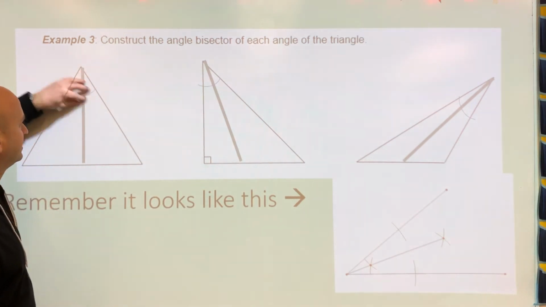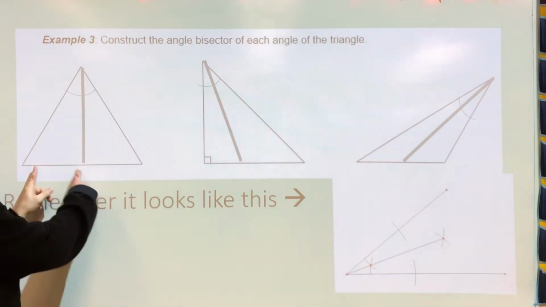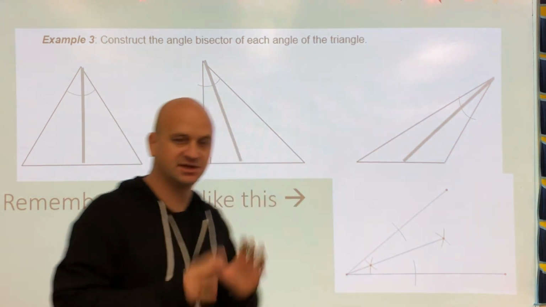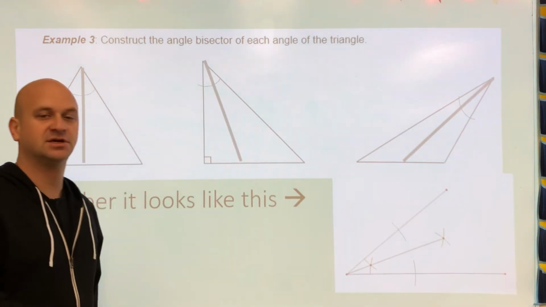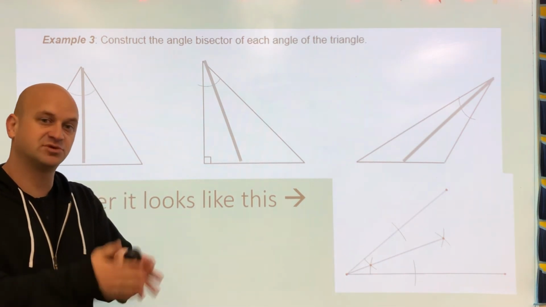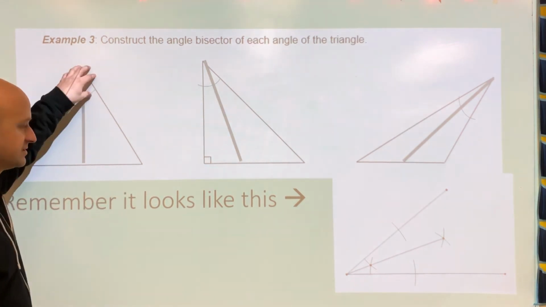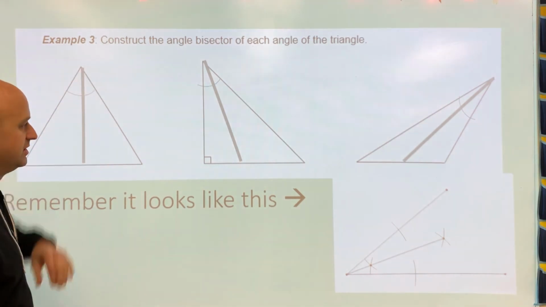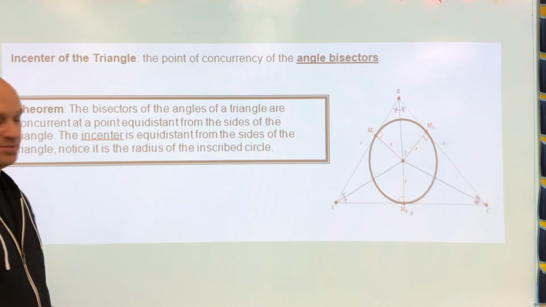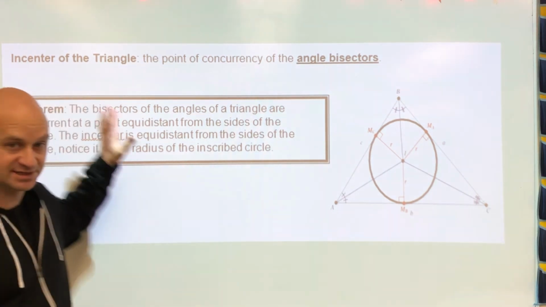Now the angle bisector is only dealing with the angle. It doesn't do anything on the opposite side. It only splits the angle in half, so keep that in mind. The perpendicular bisector is going to split the line in half perpendicularly. The angle bisector is going to cut an angle in half. So when we have intersecting angle bisectors, this is called the incenter.